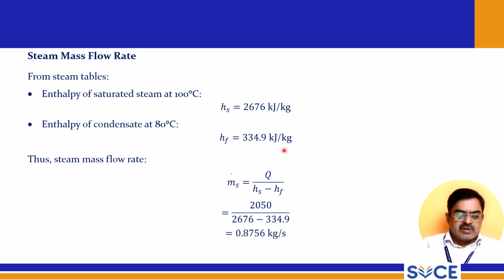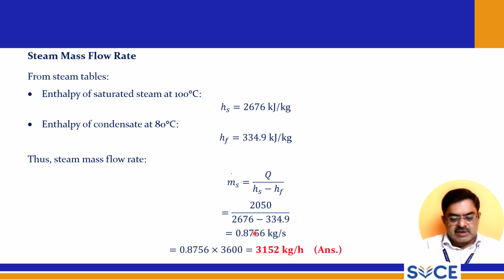So that is 0.8756 kg per second, and we can convert this into hours. So that becomes 3152 kg per hour. So this is the answer. That is the steam mass flow rate.